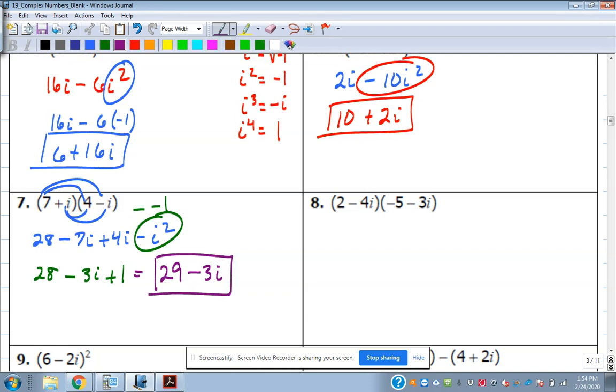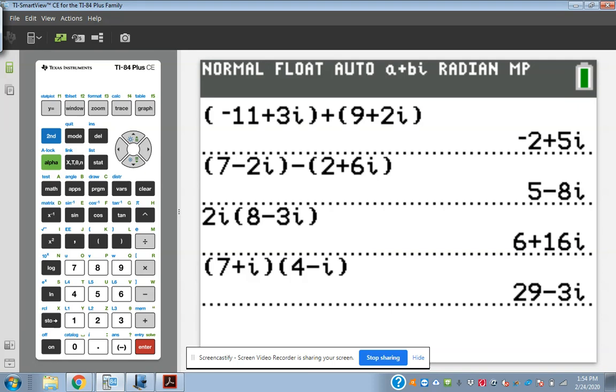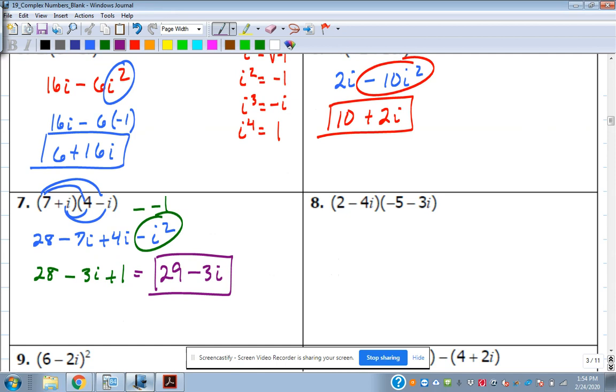If you're unsure of yourself on that, use the calculator to check it. Type it in just like what it's written. It's written parentheses 7 plus i, close parentheses, open up another set, 4 minus i. 29 minus 3i. What do you know? That's what I got when I did it by hand. Okay.